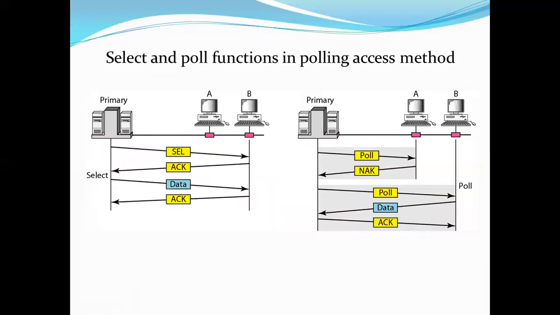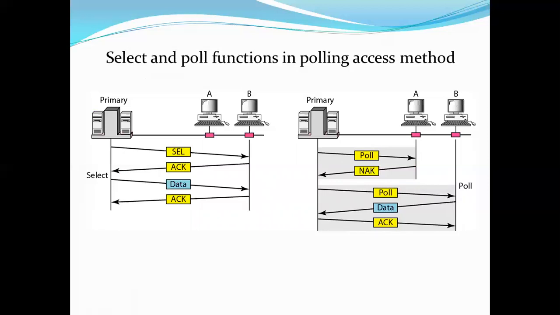Now the second method, which is a very important one, is called polling. What is polling actually? Polling works with topologies in which one device is designated as a primary station, or we can call it a master station, and the other devices are secondary stations. For example, you have 10 stations. Out of 10, one station is designated as the primary or master station, and the remaining 9 stations are classified as secondary stations.